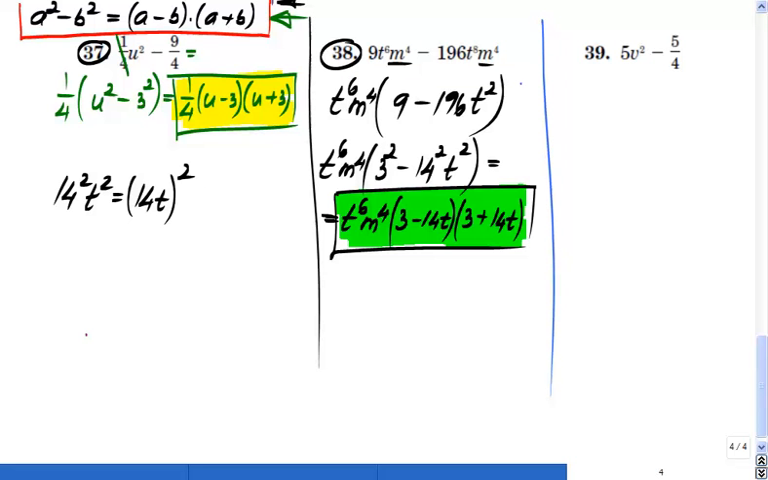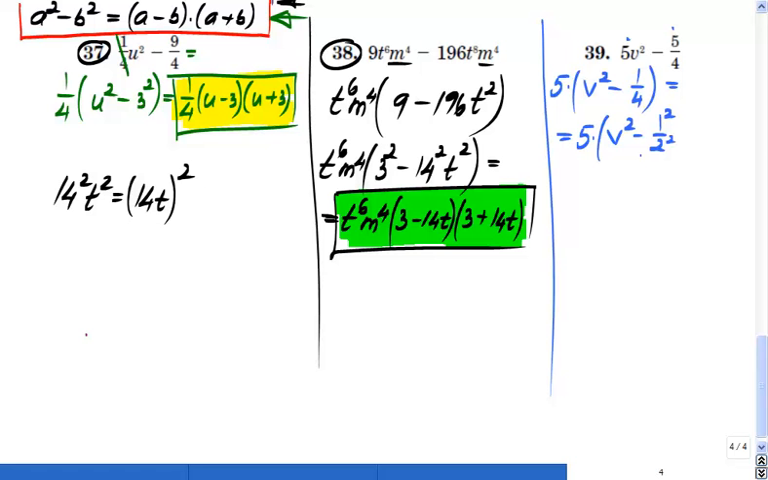Alright, next one. What do you guys notice in here? What is the common factor? I got a 5 and a 5. Well, let's take that 5 outside. It would be 5 times 5v squared divided by 5 is v squared minus 5 over 4 divided by 5 is going to be 1/4. Well, some of you will say, well, this is not a perfect square. I mean, it's not a difference of two squares, but 1/4 is 1/2 squared, right? So I can rewrite the whole thing as 5 times v squared minus 1 over 2.